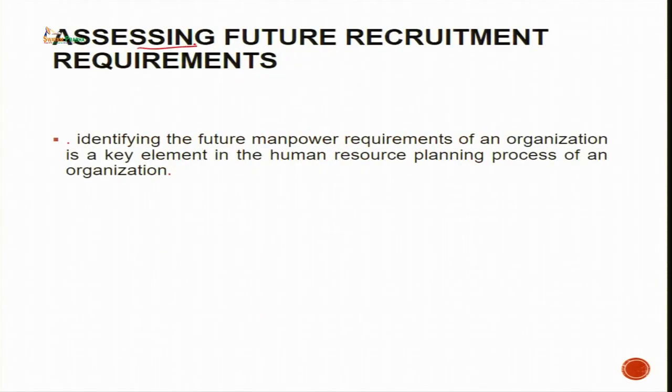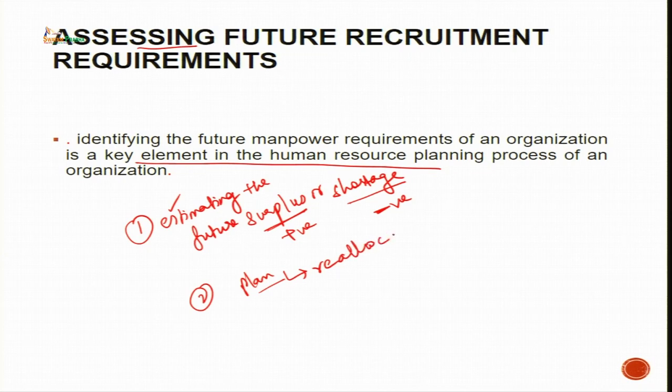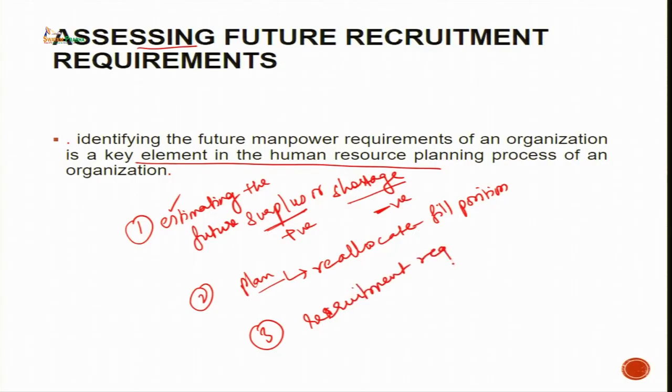It begins with assessing the future recruitment requirements. Identifying the future manpower requirements of an organization is the key element of human resource planning. Here, the first point is estimating the future surplus or shortage. This is a very important aspect, whether we are having more number of employees or less number of employees in the organization. Then planning the reallocation of employees. Once we have estimated, we need to plan how we reallocate our employees so that we fill all the positions in the organization. And after we have done this much, finalizing the recruitment requirements for the organization.